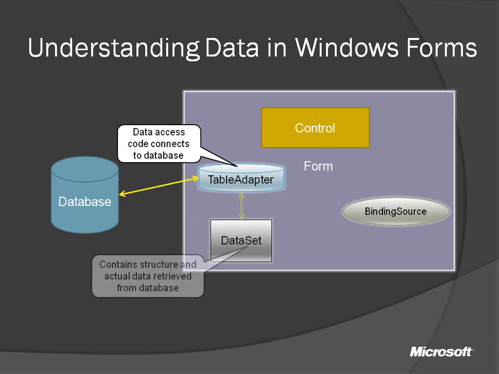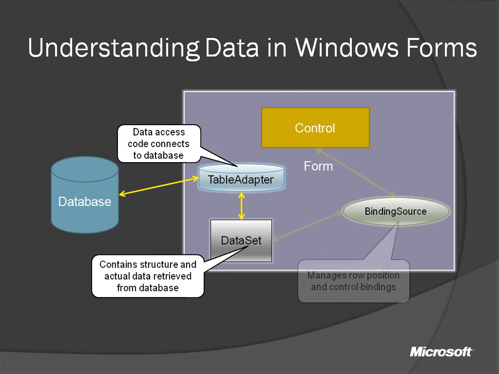The table adapters work with data sets. The data sets contain the structure and the actual data that's retrieved from the database. A data set is composed of multiple data tables, which then have rows of data. A data set is basically just a client-side representation of database tables.